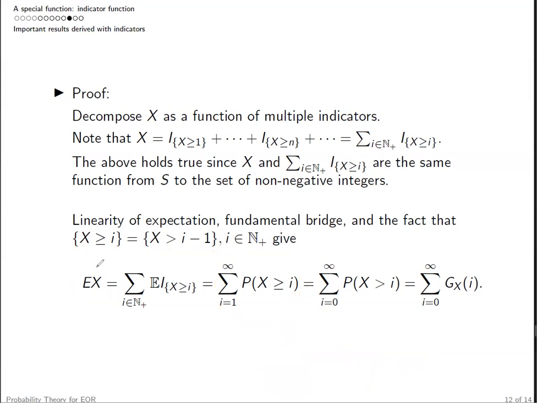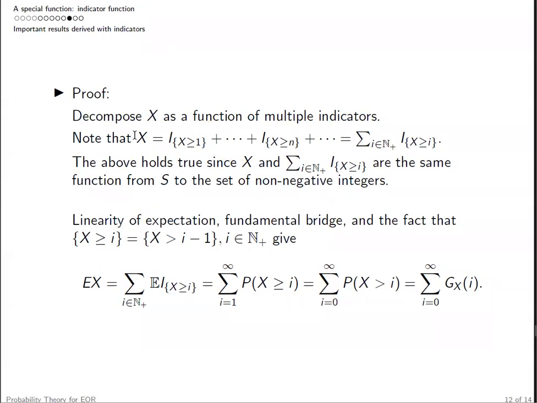Then with the help of the indicator function and the fundamental bridge, we deliver another way of calculating the expectation of random variables if the random variable is a non-negative integer valued random variable. And the trick here is we decompose this X as a function of multiple indicators. This is the second important result we discuss here.